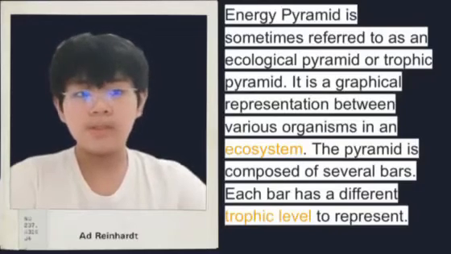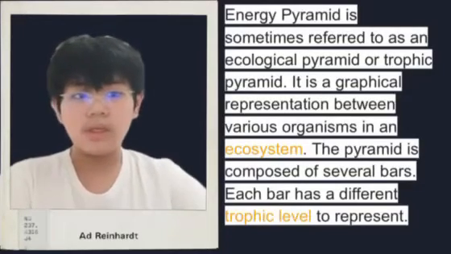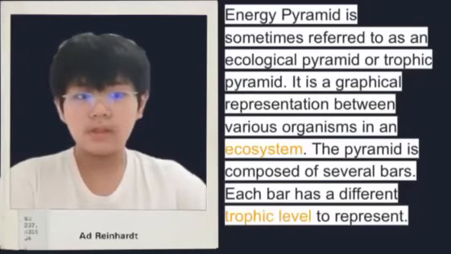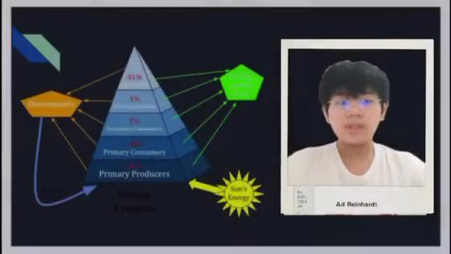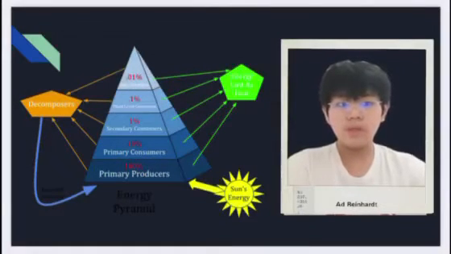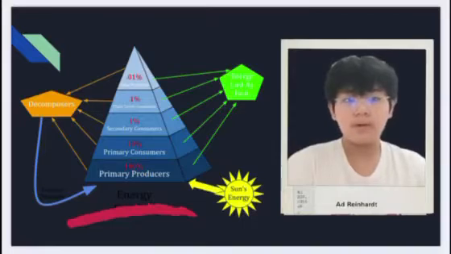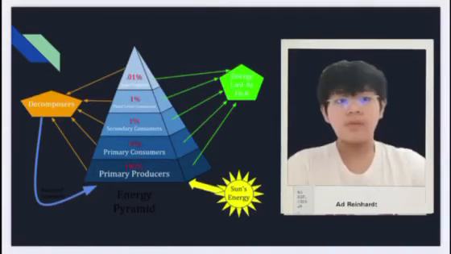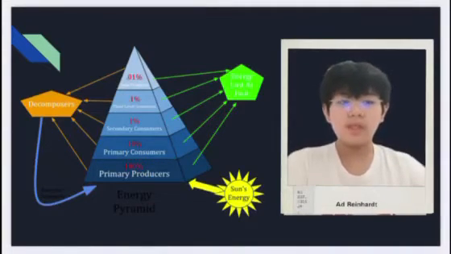The pyramid is composed of several bars. Each bar is a different trophic level. The order of these bars is based on who feeds on whom. It represents the energy flow in the ecosystem. Energy flows from the bottom of the pyramid, where we have the producers, upwards. The height of the bars is normally the same. However, each bar has a different width depending on the quantity and the element being measured.